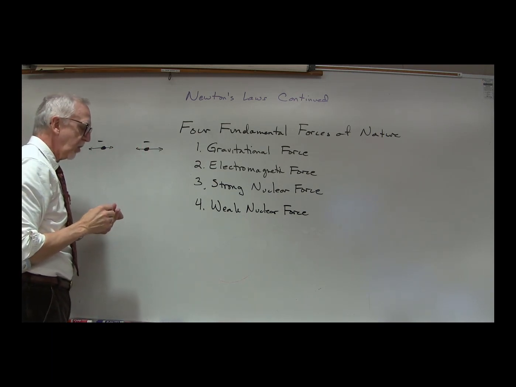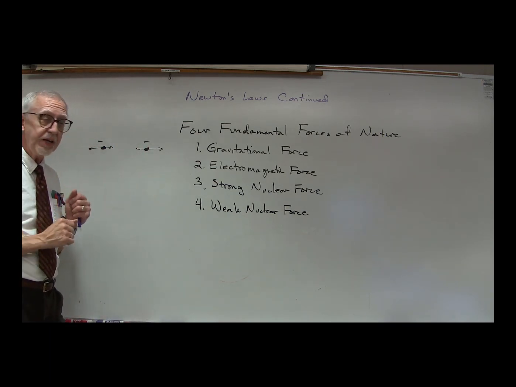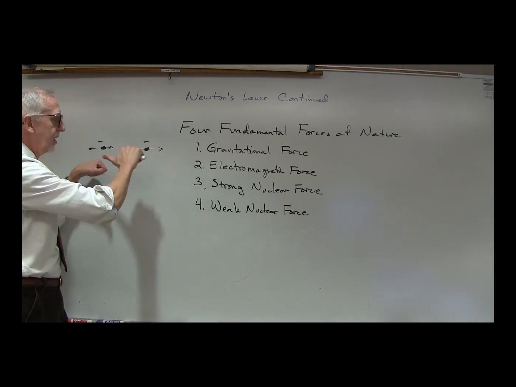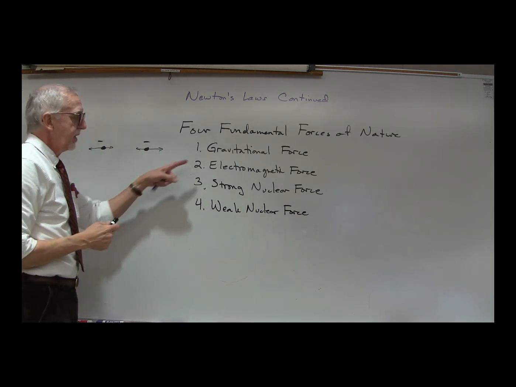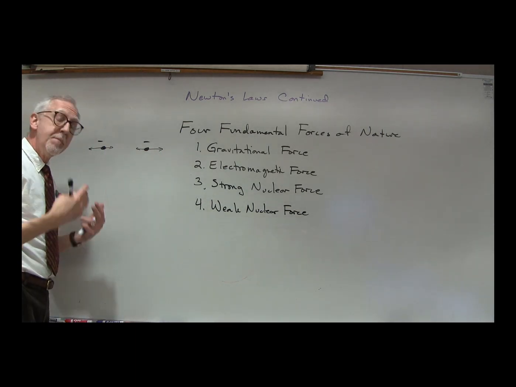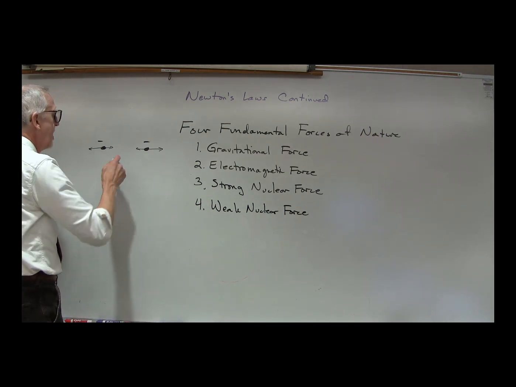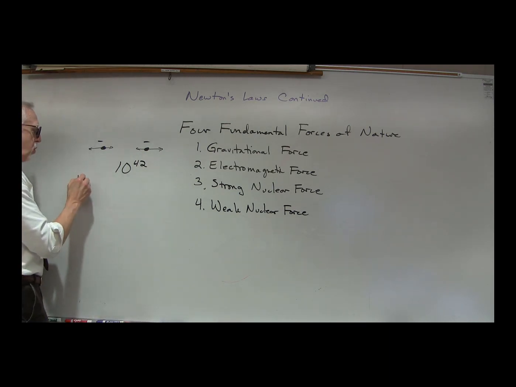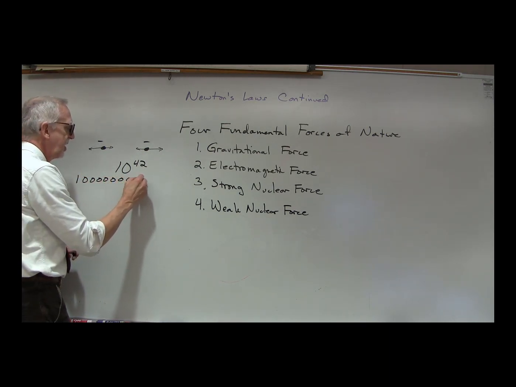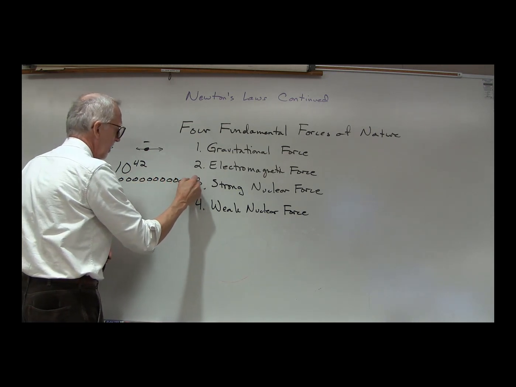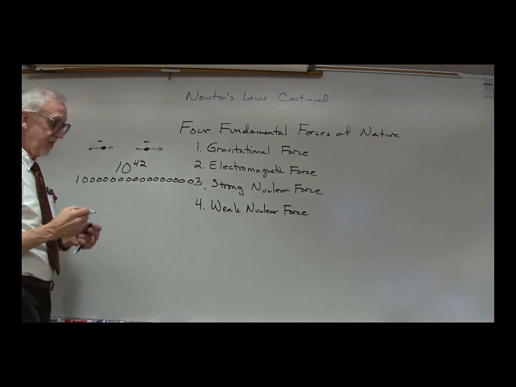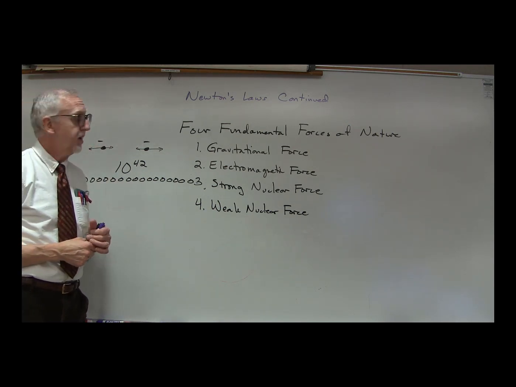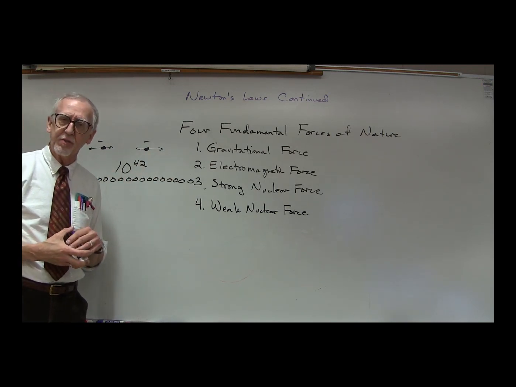So what's going to happen? Are they going to move apart or are they going to move toward each other? Which is stronger, the electromagnetic repulsion or the gravitational attraction? Well, it turns out the electromagnetic repulsion is much, much larger than the gravitational attraction by about a factor of 10 to the 42, which means a 1 with 42 zeros following it. That is a whole lot of zeros. That is extremely, extremely larger. The electromagnetic force is extremely larger than the gravitational force.